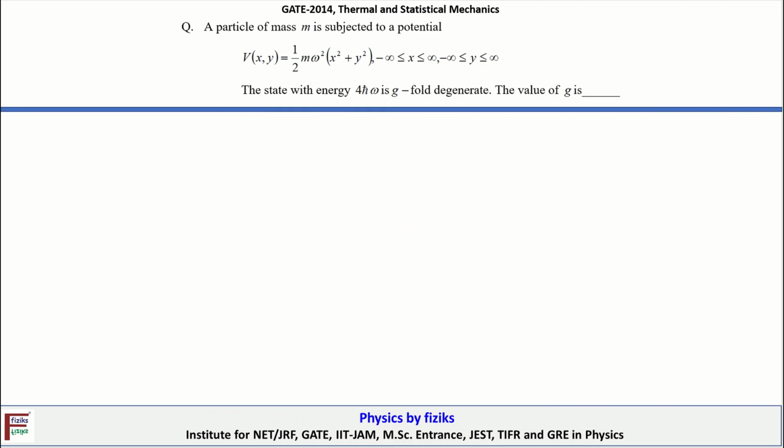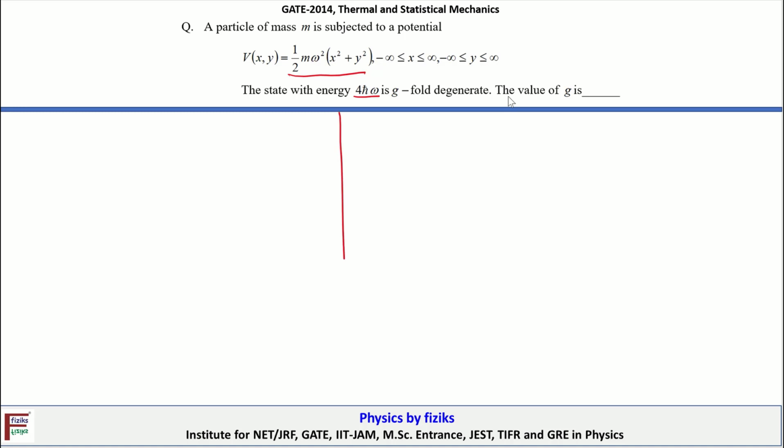So let's take a look at the next problem. The statement is, a particle of mass m is subjected to a potential V(x,y) equal to 1/2 m omega square (x square plus y square), where x ranges from minus infinity to infinity and y ranges from minus infinity to infinity. The state with energy 4 h cut omega is g-fold degenerate. The value of g is how much?